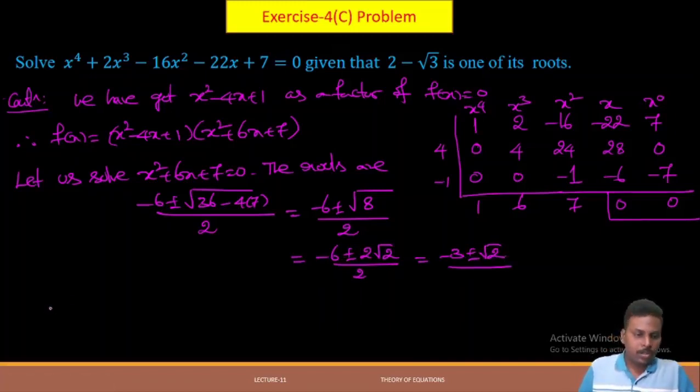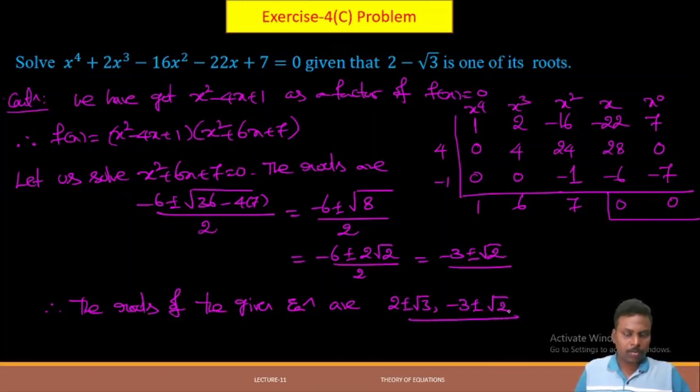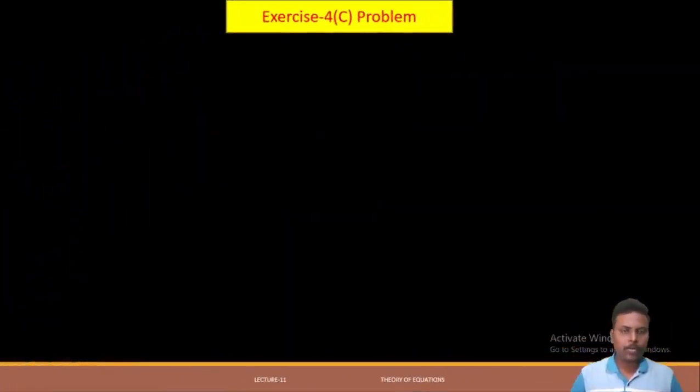Okay, so therefore the roots of the given equation are 2 plus or minus root 3 comma -3 plus or minus root 2. Okay, let us solve one more problem.